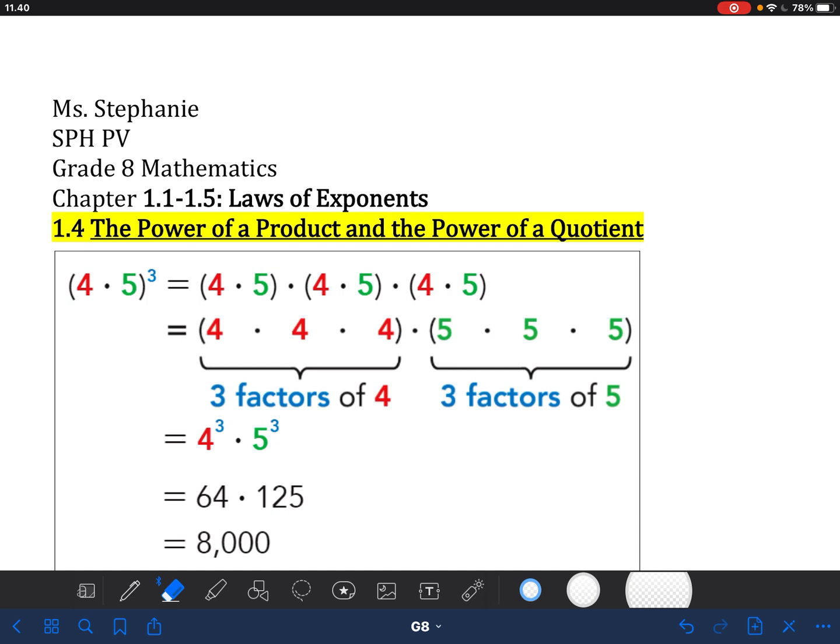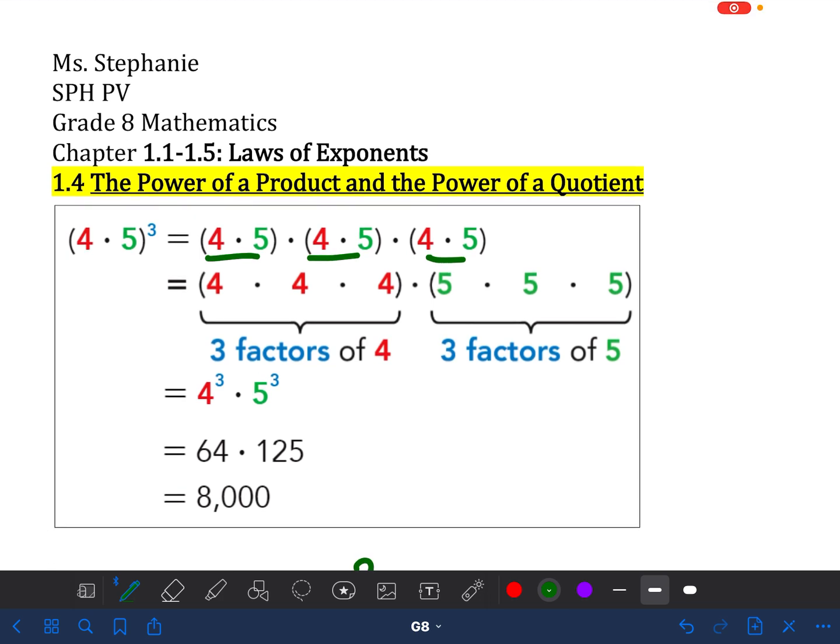So that means 4 times 5 to the power of 3. Naturally, we multiply the base by itself 3 times, right? And I'm going to gather up all the 4s, and gather up all the 5s. So I end up with 4 cubed times 5 cubed. You multiply them together, that's 8,000.